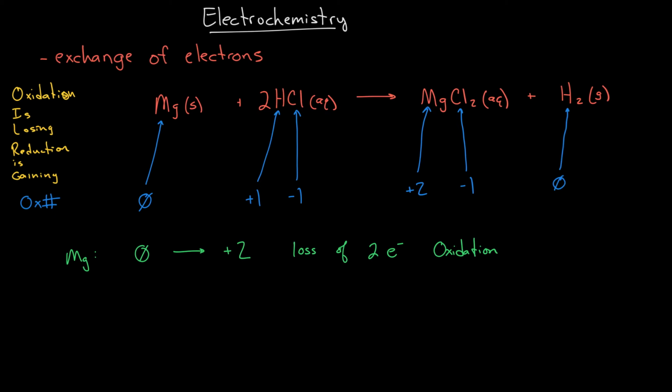So hydrogen is going to be accepting. Hydrogen goes from +1 to 0, and that is a gain. Notice that the charge went down. Electrons are negative, so when you gain a negative thing, your charge becomes less positive. This is a gain of 1 electron, but there are 2 hydrogens, so this is a gain of 1 electron for each hydrogen. All right, so that is reduction.